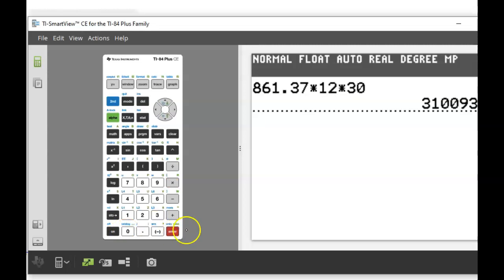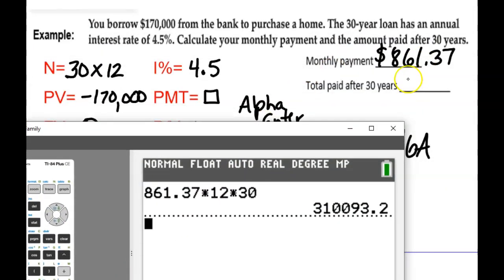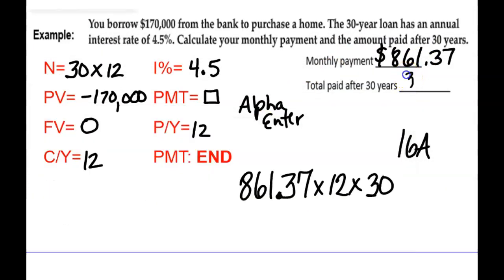We paid $310,093, whatever that says. 310,093 and change. Is that right? Did I remember? Okay. All right. We bought a $170,000 house. Did the bank make money on us? Certainly a lot, right? But we also got to live there for 30 years or spread the payments out, make it work. So that's why people buy houses and know they're paying a lot.